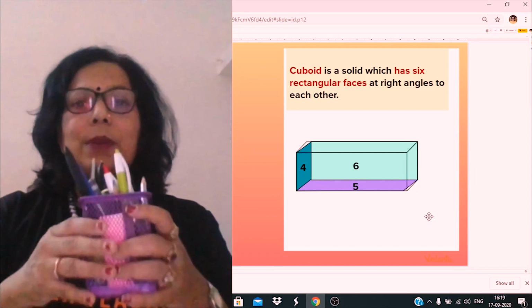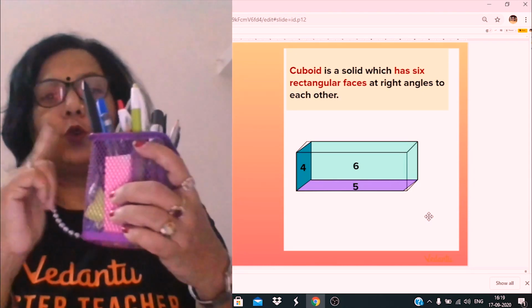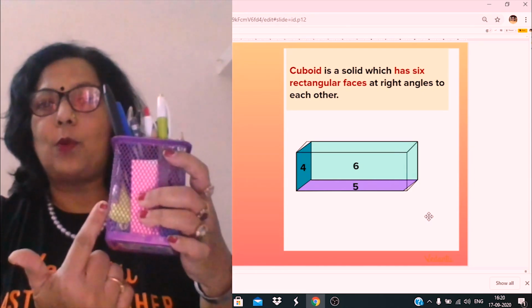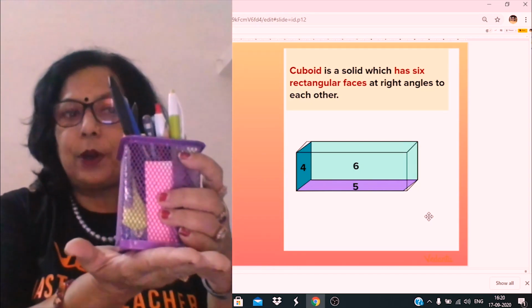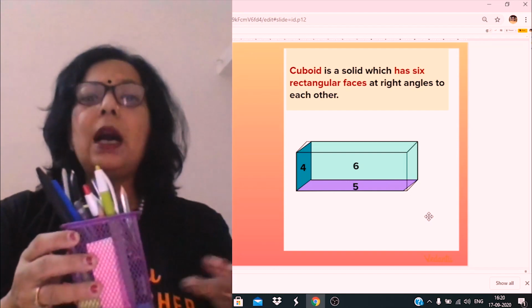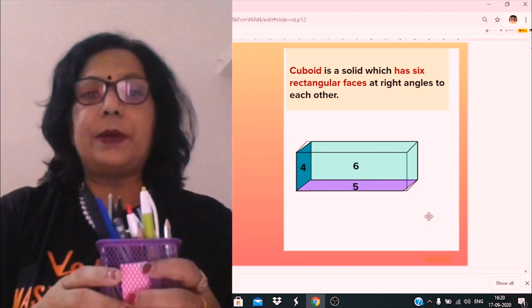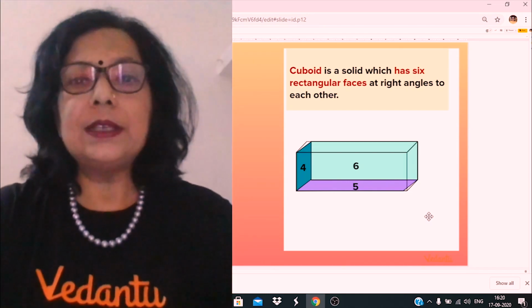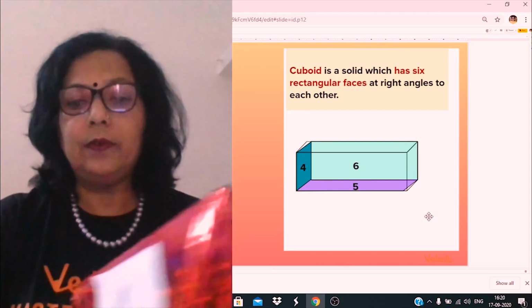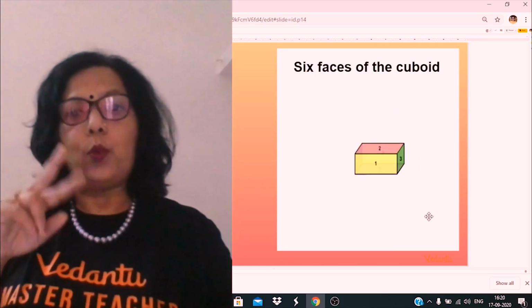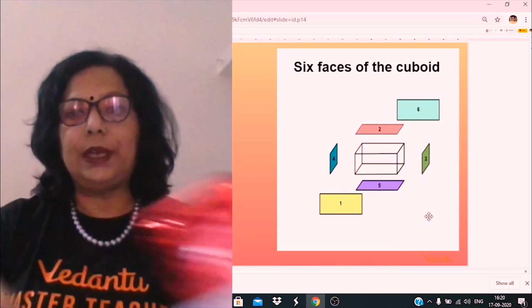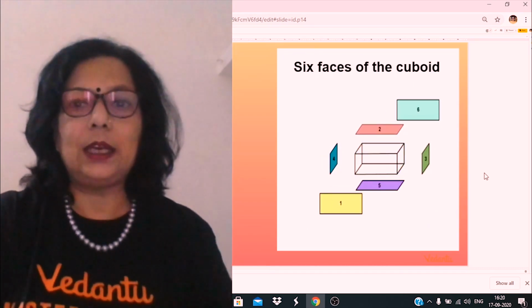You will have to do many questions, like if you have to wrap a paper around this pencil box, or decorate it in the school craft examination, or put a paper on the bottom, then how do you find out how much paper is required? If it is a closed cuboid, it will have 6 faces in all, and these are parallel to each other.